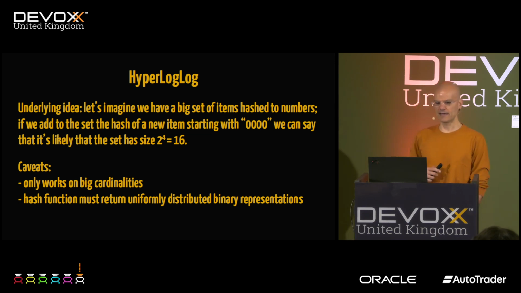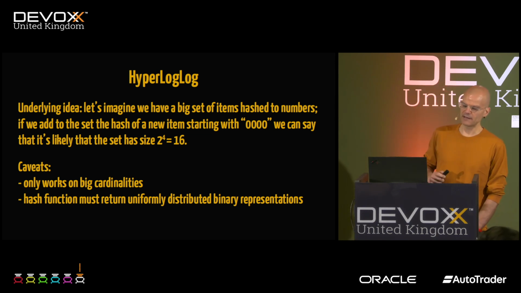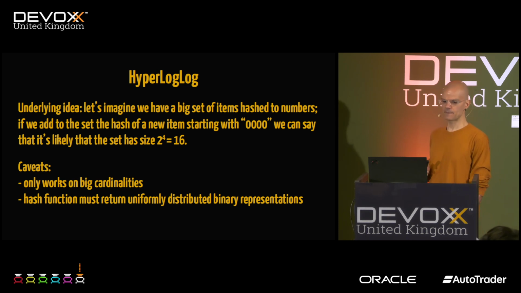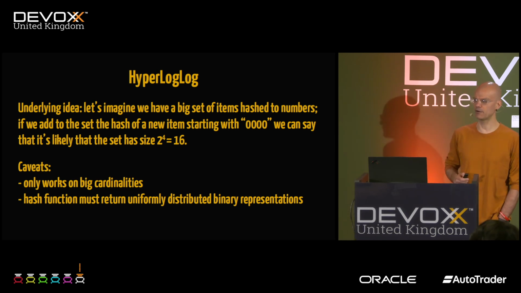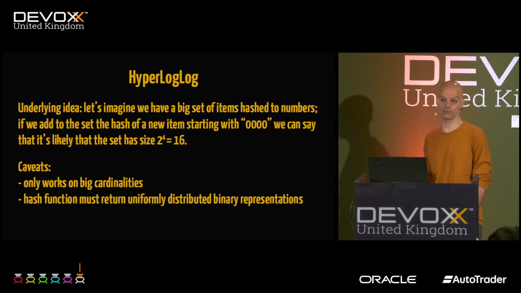So a couple of caveats here. This works on big cardinalities, and the hash function, this is very important, must return uniformly distributed binary representation. Otherwise, it won't work efficiently.